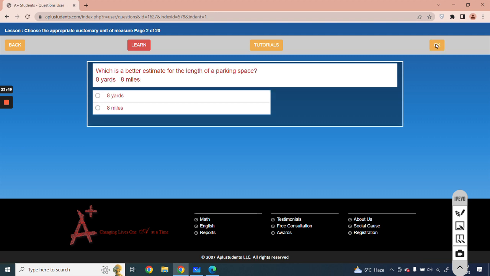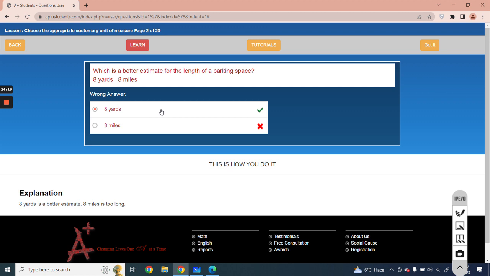Okay, which is the better estimate for the length of a parking space? Which is the correct option, 8 yards or 8 miles? It would be 8 yards. Because yards is a smaller unit, and miles is the greater unit, but miles is too long. So the parking space can be 8 yards. So just select the correct option. Okay, got it.